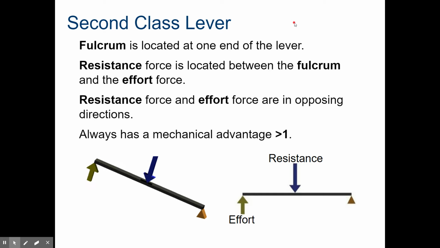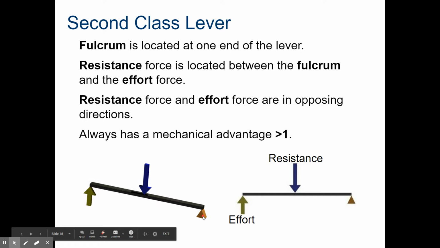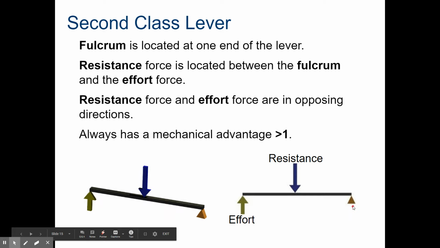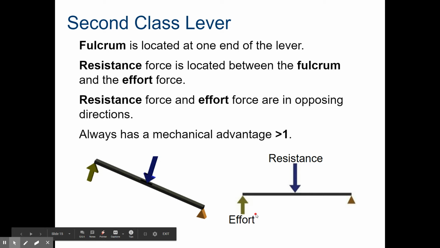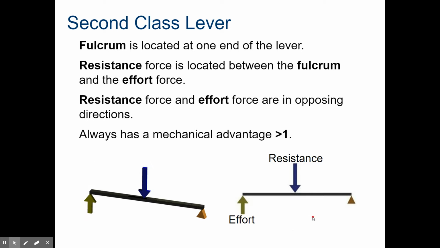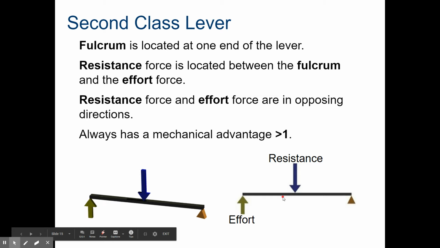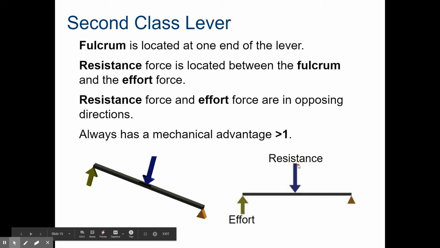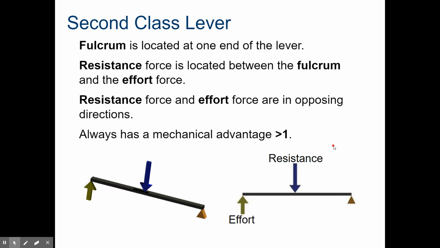Second class levers. Now with the second class lever, we're going to move the fulcrum. It's going to be located at one end of the lever. This time the resistance is between the fulcrum and the effort. And your forces are in opposite directions. So unlike the first class where both forces were down, in the second class the resistance is going down and the effort is going up. Your forces are in opposite directions.